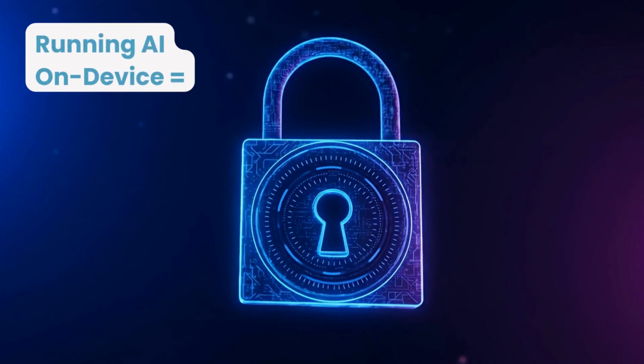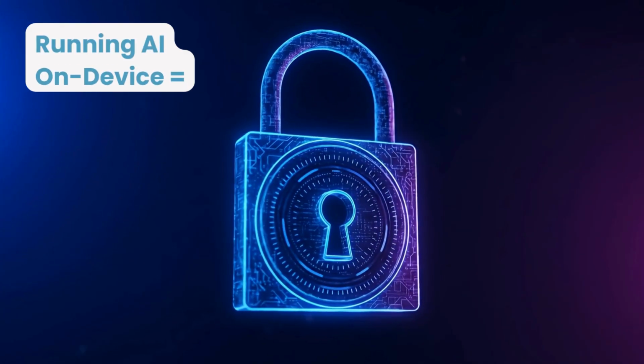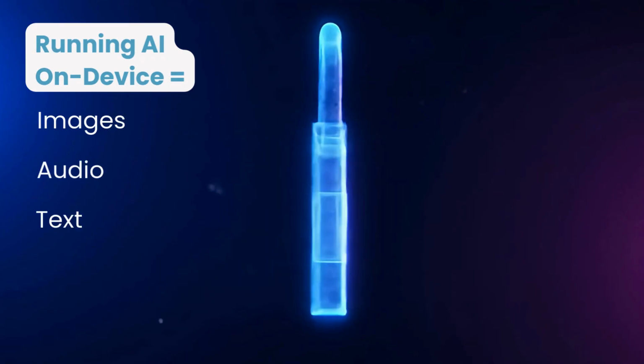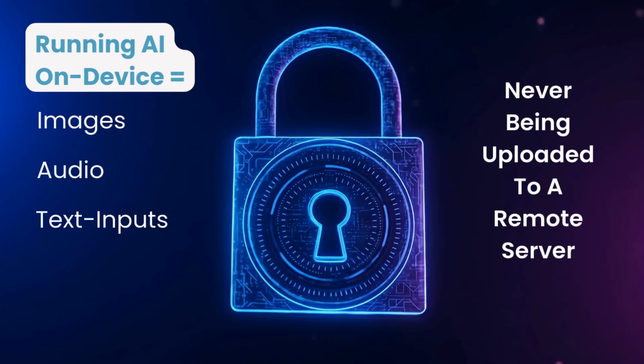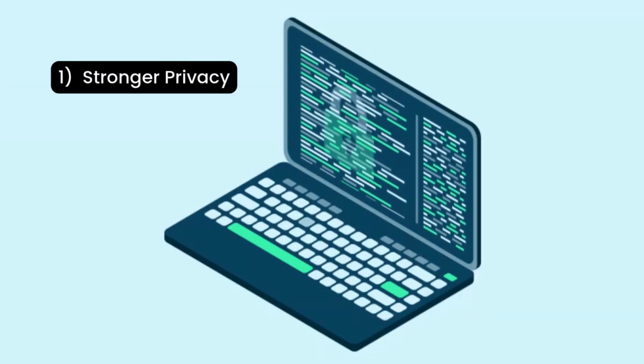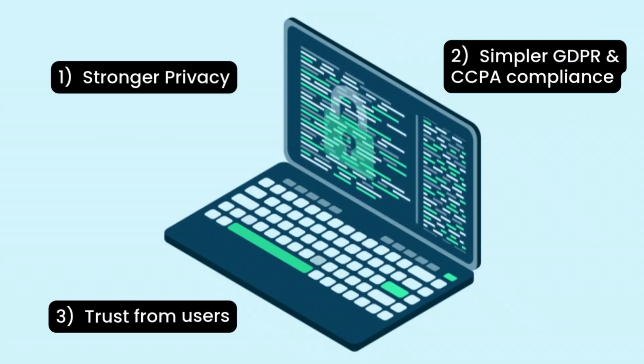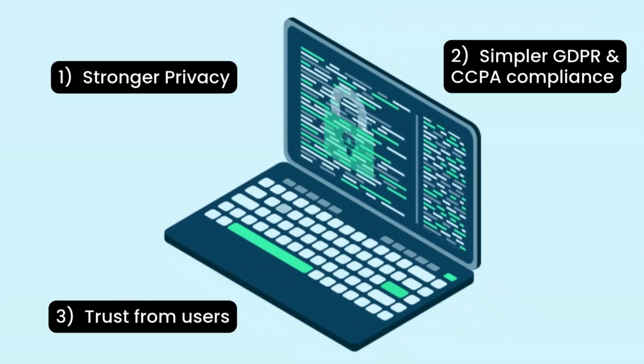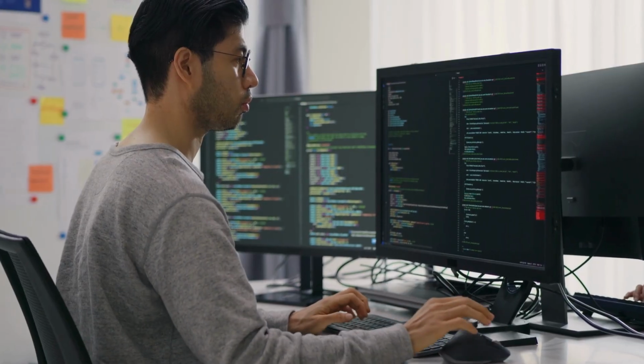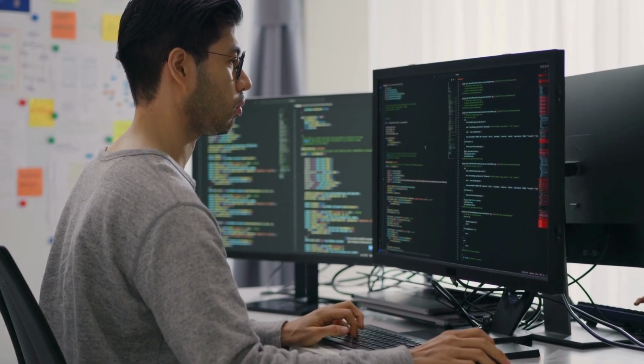When AI runs on-device, sensitive data such as images, audio, or text inputs never need to be uploaded to a remote server. That means stronger privacy, simpler GDPR and CCPA compliance, and greater trust from users who know their data stays under their control. You don't need to switch to Python or build a new backend.